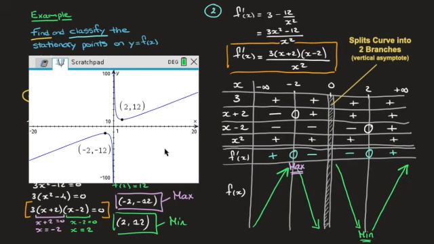And so we've reached our objective. We now know how to find and classify the stationary points on a curve by studying the sign of the first derivative. And that's it for this tutorial.